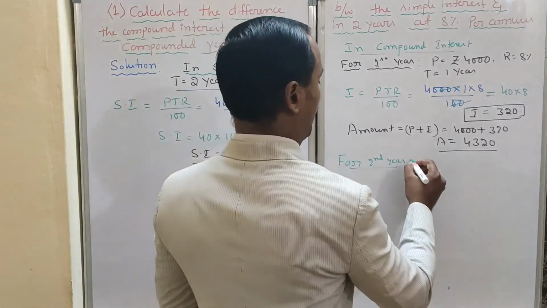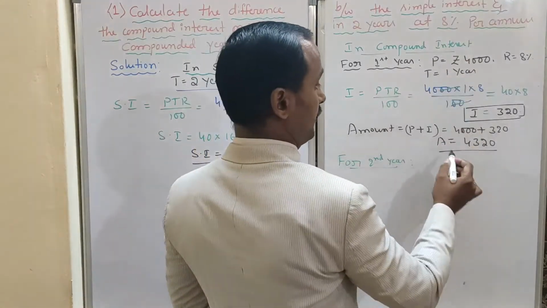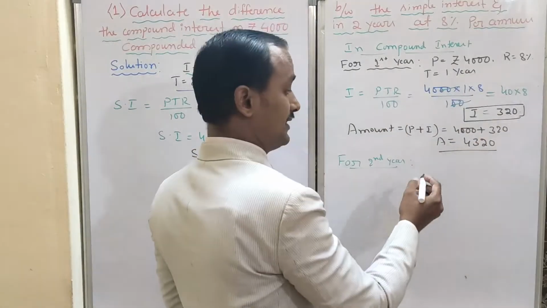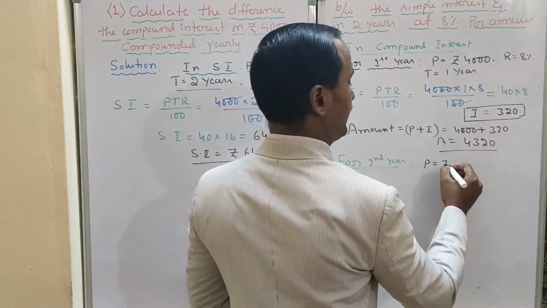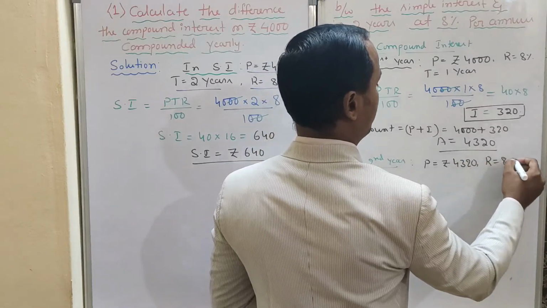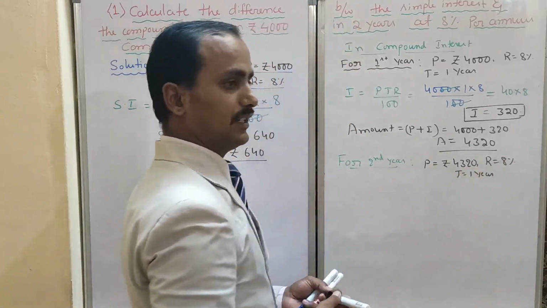For the second year, here what is the principal amount? Shall I write that the principal amount is 4,000? Wrong. The principal amount in the second year is the first year ending amount, that is rupees 4,320. Rate of interest is the same, no changes. Time is 1 year. I am finding the second year, that is 1 year.